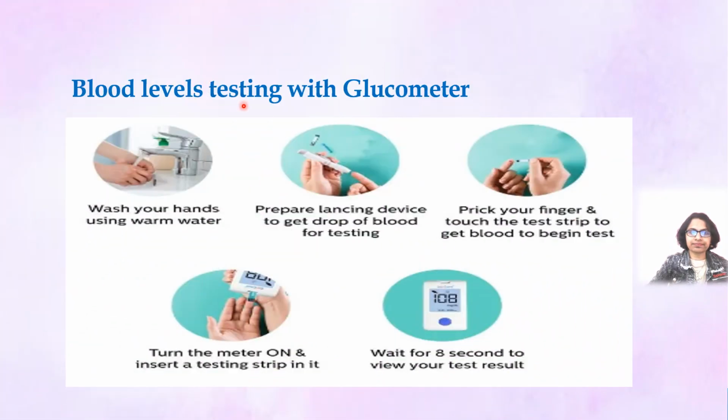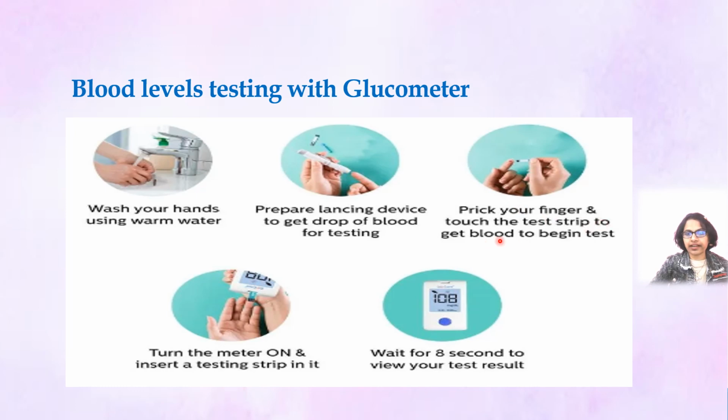Then blood level testing with the glucometer. There is a device called a glucometer. We can measure the patient's blood glucose levels. So what are the steps we need to follow? Wash your hands using warm water. Prepare the lancing device. There is a lancing device for pricking the index finger of the patient. Prepare the lancing device to get a drop of blood for testing.